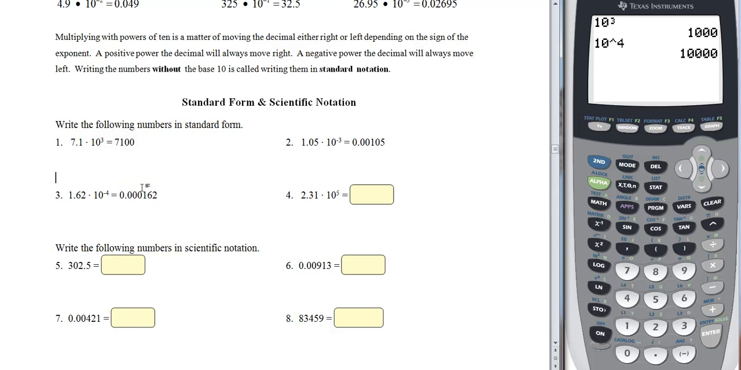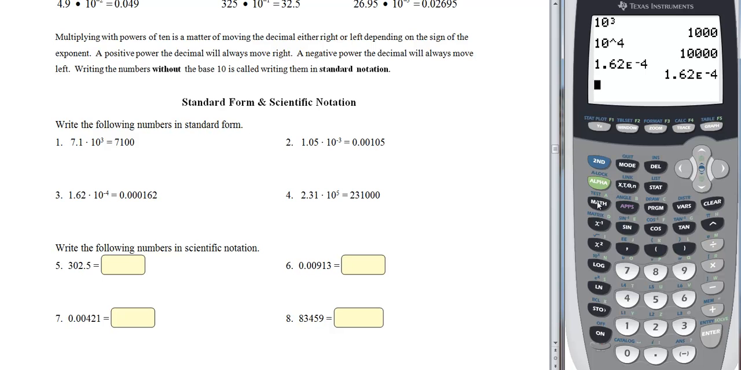So this one, did you end up with 0.000162? This one, 231 with 3 more zeros. Sometimes it does end up on your calculator in scientific notation. You won't see the 10. You'll see an E there. Let's see, 1.62. Let me see if I can get it. That's what it would look like because it's understood to be base 10.